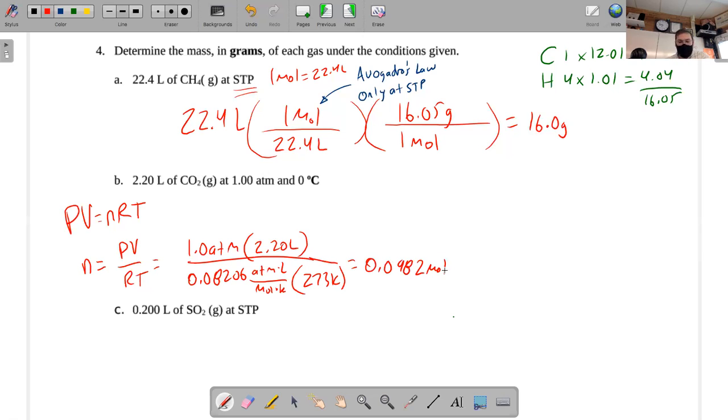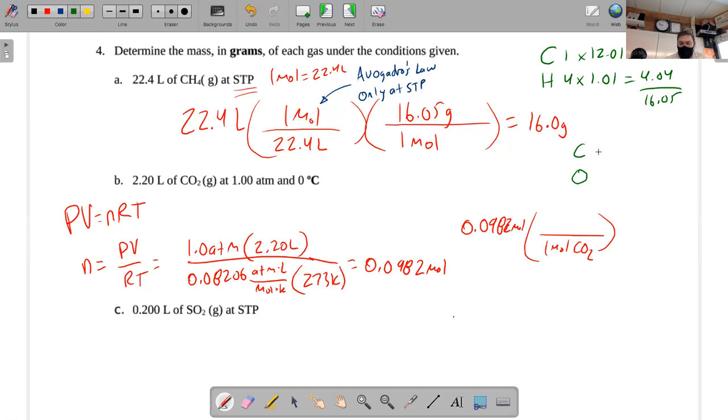And if you get a quantity in moles, you can then just convert that into mass using the formula mass. So 0.0982 moles. Every mole of CO2 has a certain mass, so you can figure out the mass of CO2.